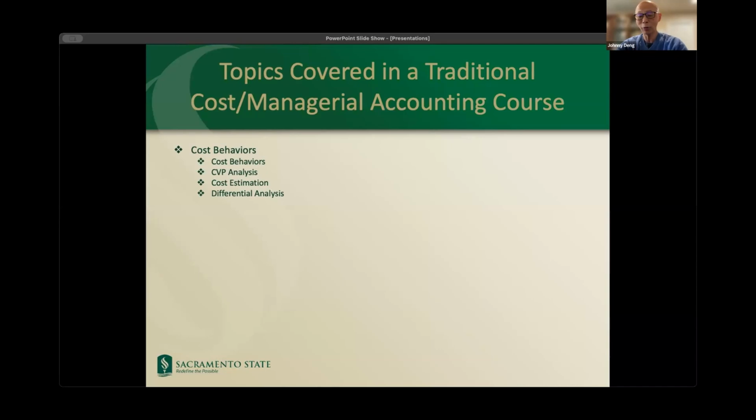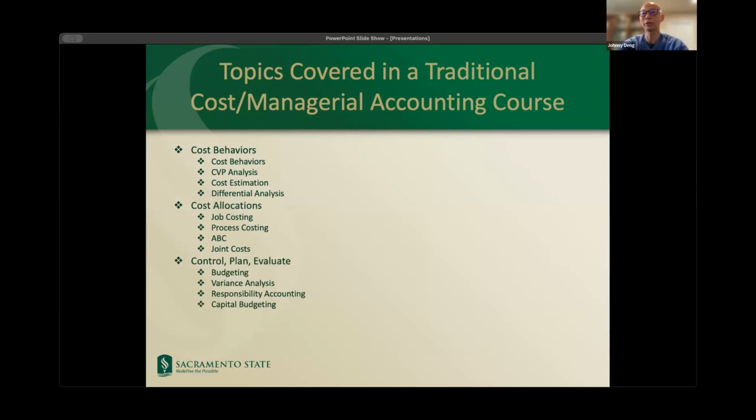When I organized this course, I thought that cost and managerial accounting normally have a couple of major modules that we cover in undergraduate courses: cost behaviors, cost allocations, and control, planning, and evaluations. In my mind, I cluster my teaching, whether in this course or the other required undergraduate courses, by rearranging my chapters into three different clusters. That's the concept that undergraduate cost and managerial accounting normally covers.